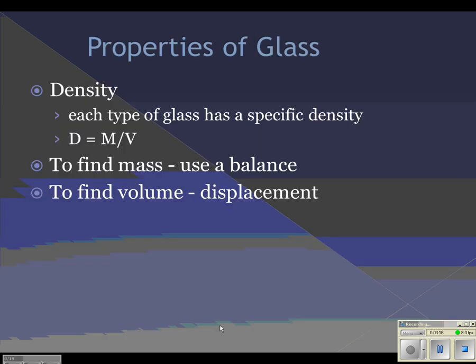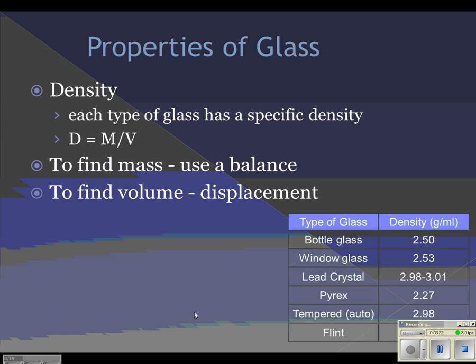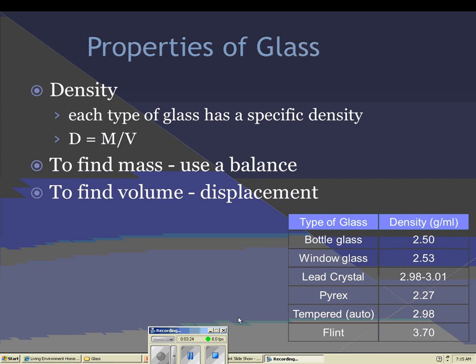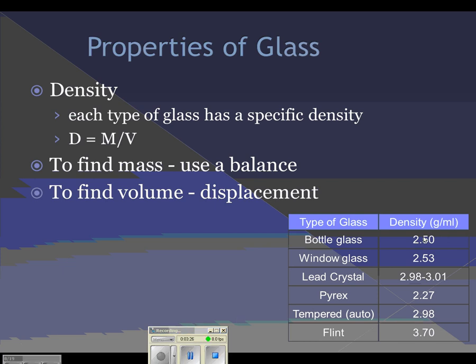So if we look at the properties of glass a little closer, the first one we'll look at is density. And each type of glass does have a specific density, as we can see in this chart here. Bottle glass is about 2.5, and then if you look at the lead crystal, it's around 3, which is quite high. It's very dense compared to the other types of glass. To find density, we just use the formula D equals M over V. And to find mass, we're going to use a balance.